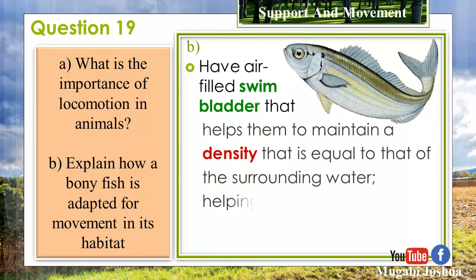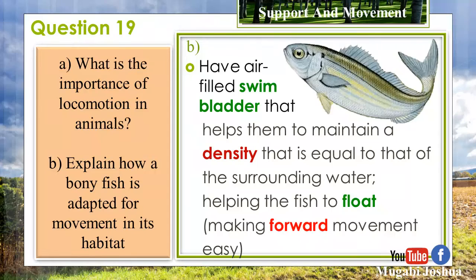Then they also have air-filled swim bladders that help them to maintain a density that is equal to that of the surrounding water. This helps the fish to float, making forward movement easy.